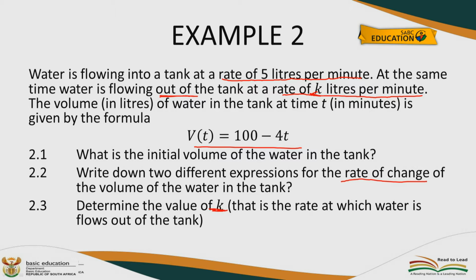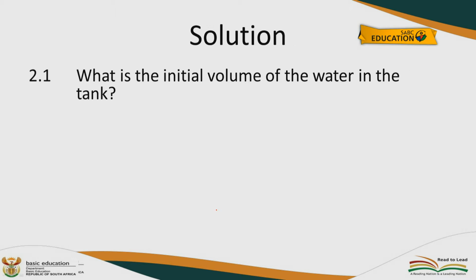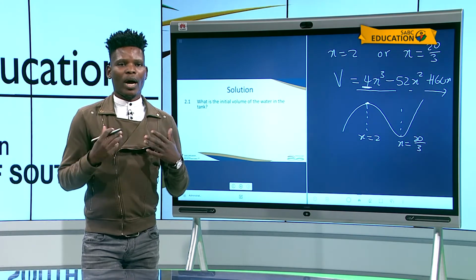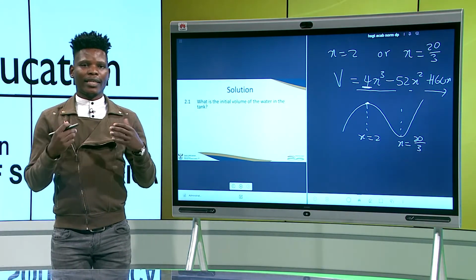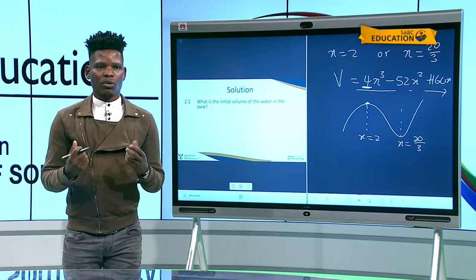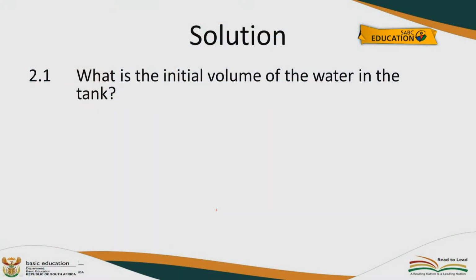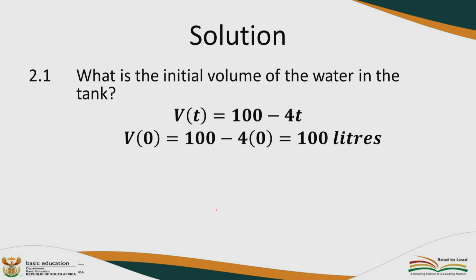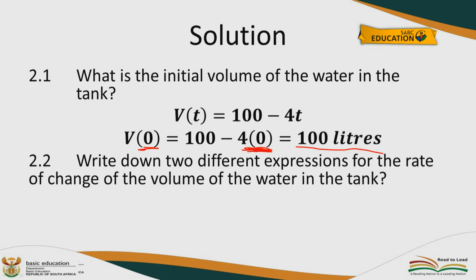Now, let us quickly go through these questions. The first question is, what is the volume of the water that is in the tank initially? So initially, we said that t equals 0. So we're going to take the expression for the volume, and in place of t, we are going to substitute 0. So we'll have V of 0 equals 100 minus 4 times 0. There you see in place of t, we have substituted 0, and we find that there are 100 liters in the tank initially.